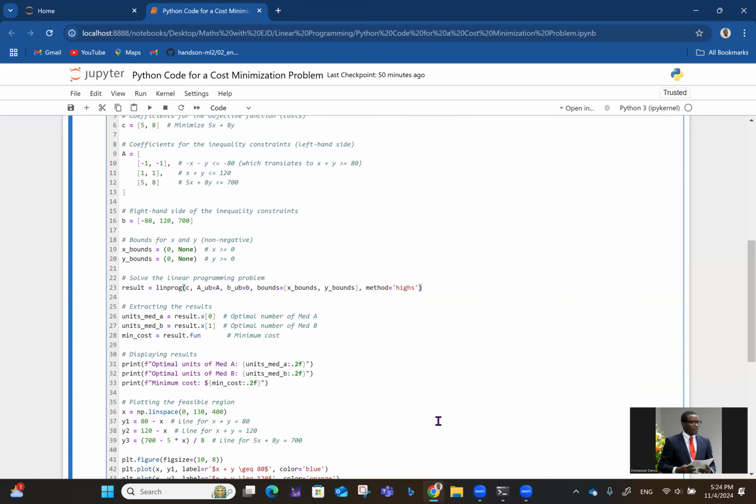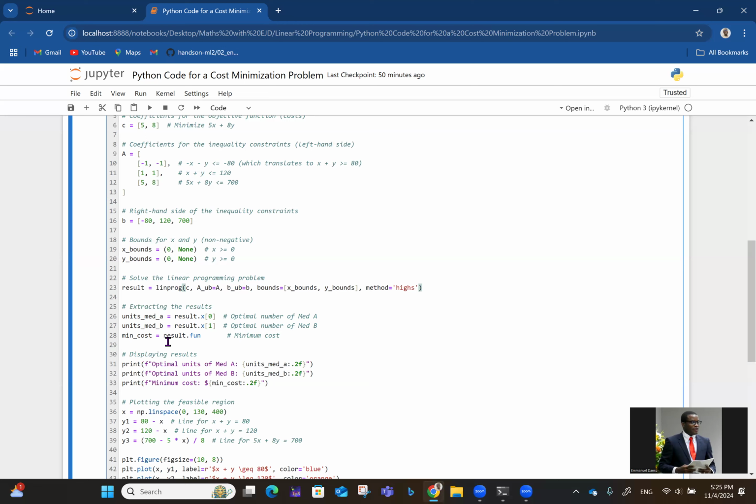And in line 23, the work is done already. So what you're doing here is just to extract the results. So you say unit of med A now. This is just a variable name, but what it is assigned to is the result for x dot 0. That's the first result, which is for med A. So unit for med B, that's also a variable name, and it is extracting result dot x dot 1, which is the optimal unit for med B.